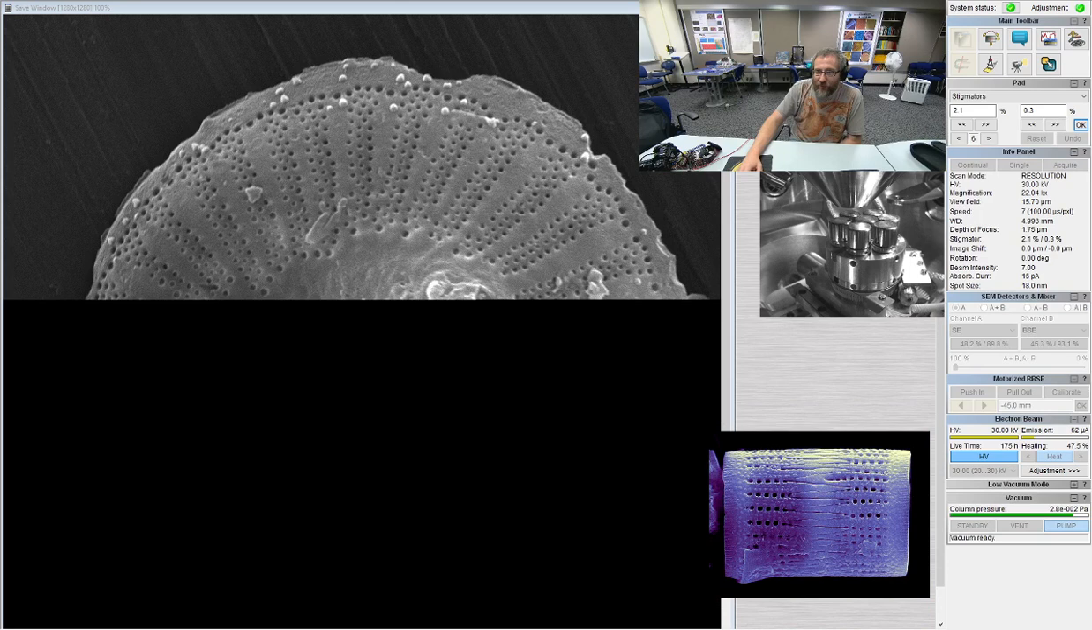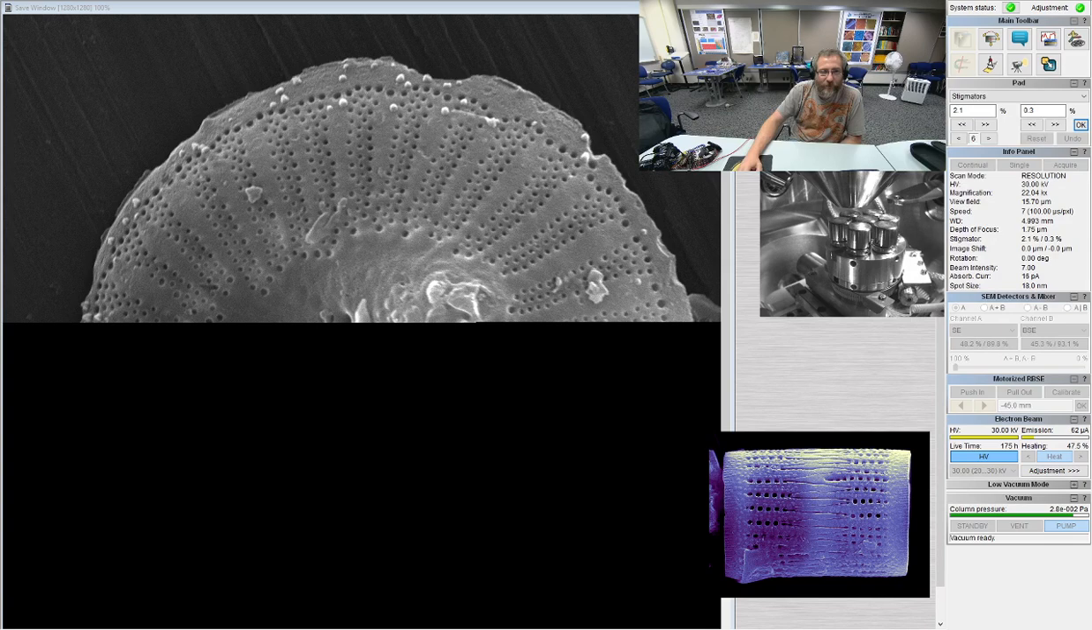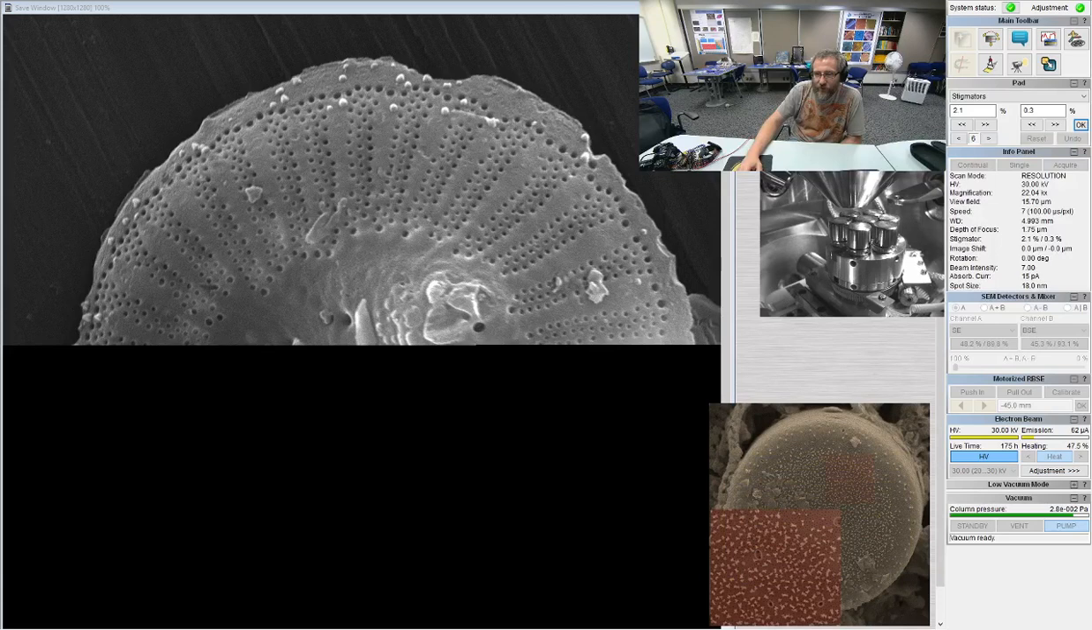There's no higher resolution than this. Well, I mean, there's higher resolution microscopes than this one. There is. I don't have one that goes any better than this, though.